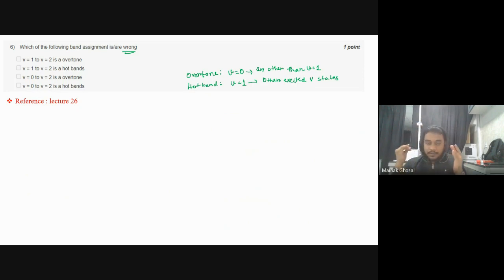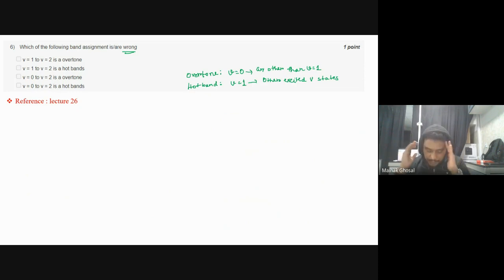So for overtone, you need your ground state population to be high, so that you will be going from v equals 0 to v equals other states, other than v equals 1, because if it is going to v equals 1 state, I will call it fundamental vibration. And for hot band, you need to go from v equals 1 to any other state.